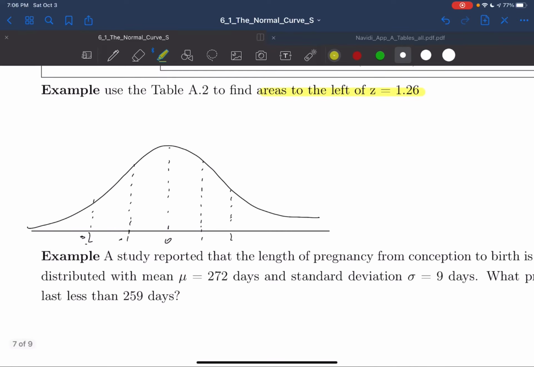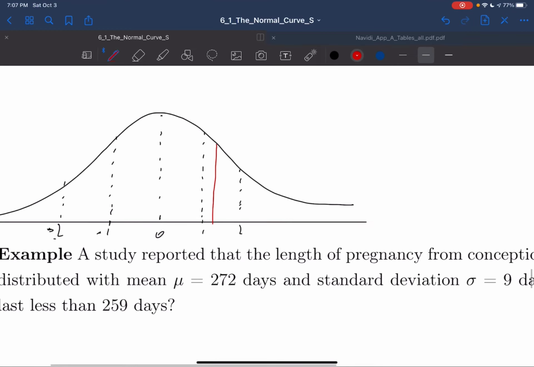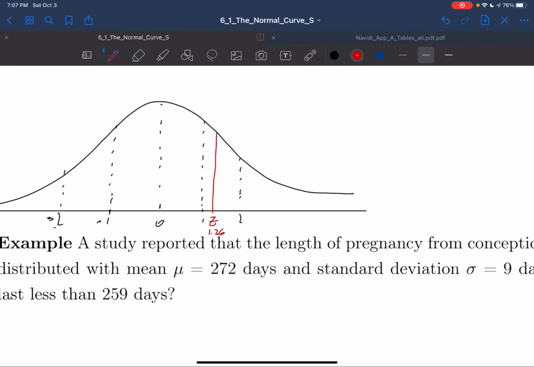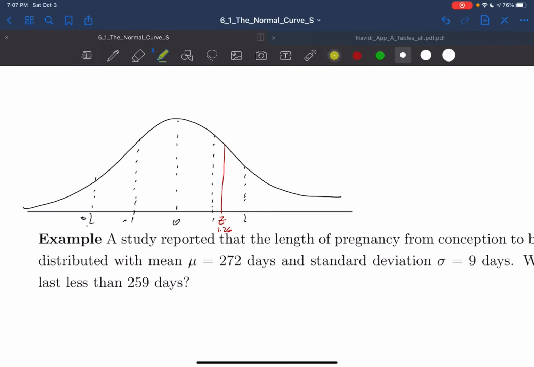You want to find the area to the left of z equals 1.26. So 1.26 is somewhere around here. So let's say this is your z, which is 1.26. The goal is to find the area to the left of this. Then we can use the table to figure out this value.